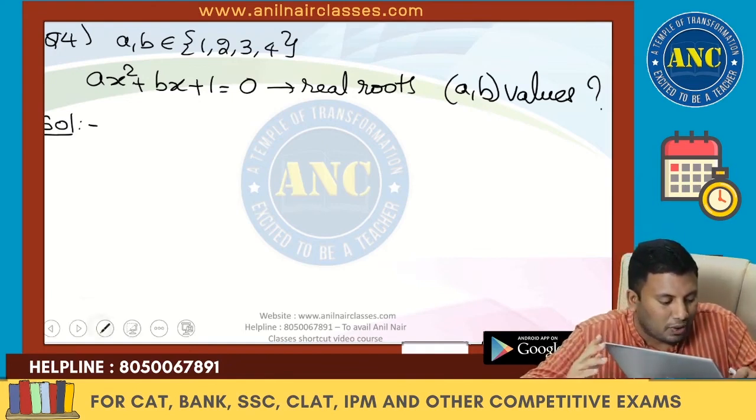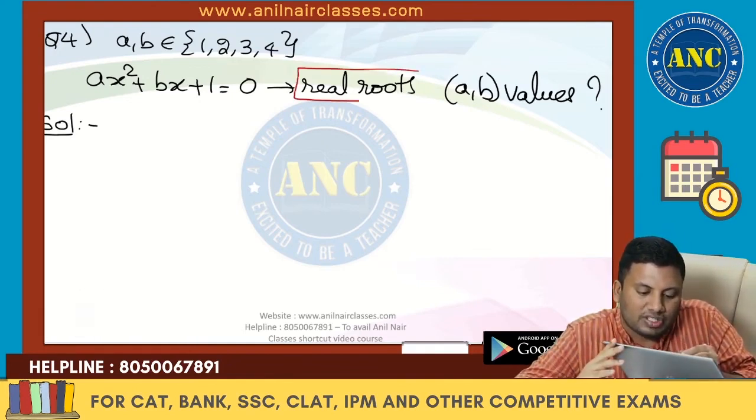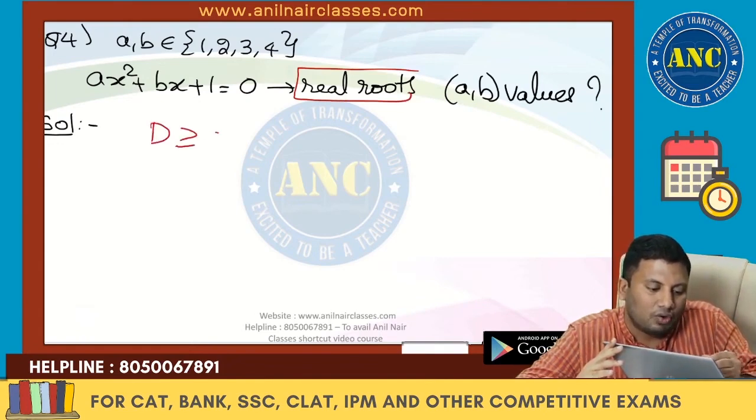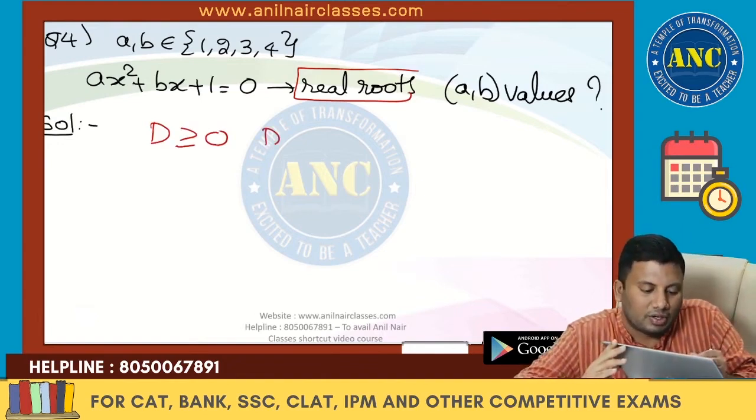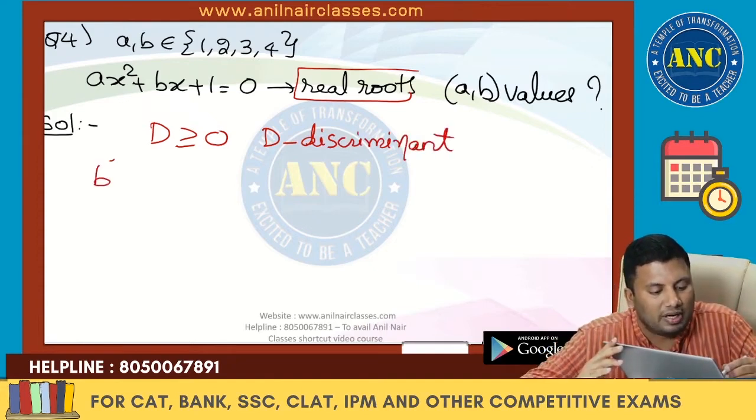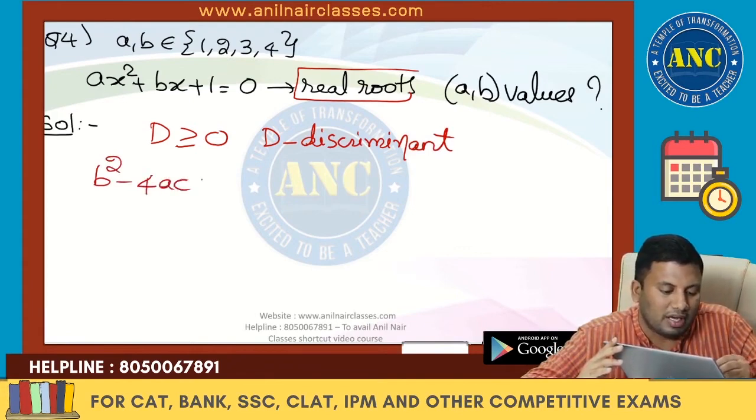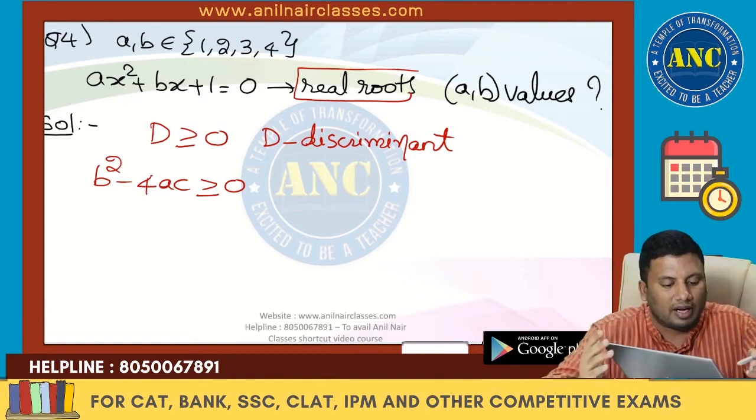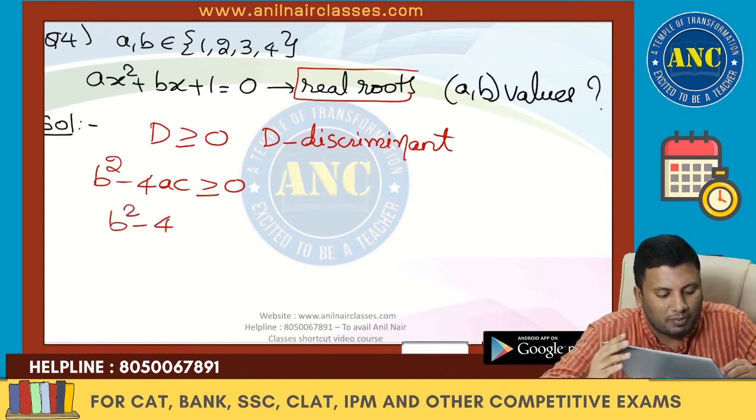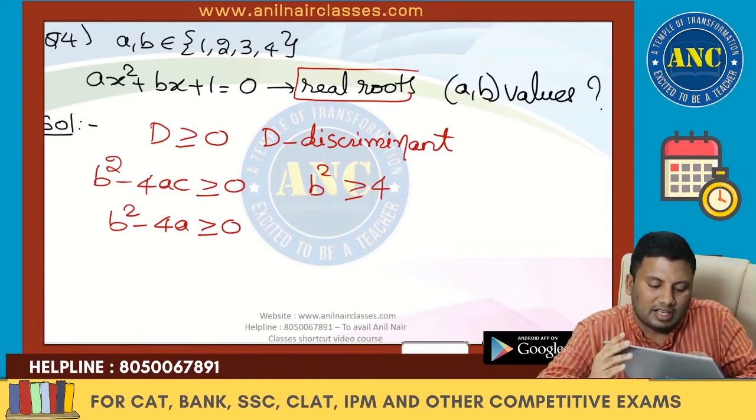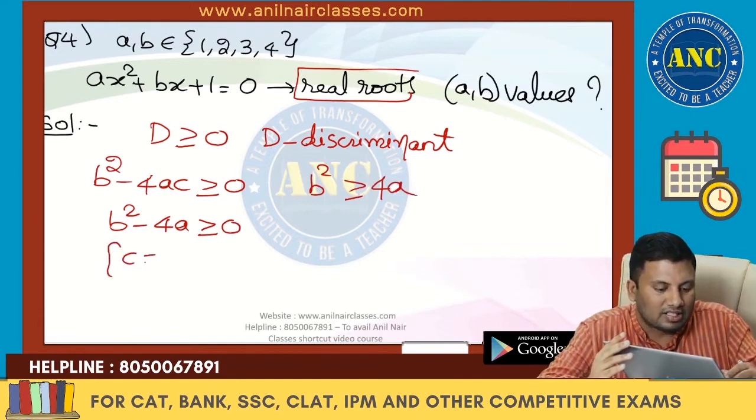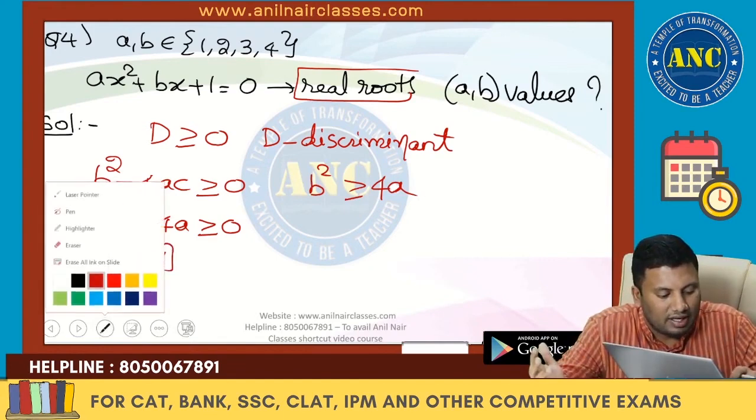The root cause of this problem is the roots are real. What is the condition for the roots to be real in a quadratic equation? D greater than or equivalent to 0. What is D? D is nothing but the discriminant. So discriminant, it is nothing but b square minus 4ac greater than or equivalent to 0. It is nothing but b square minus 4a greater than or equivalent to 0. B square is greater than or equivalent to 4a because c value is 1 here.